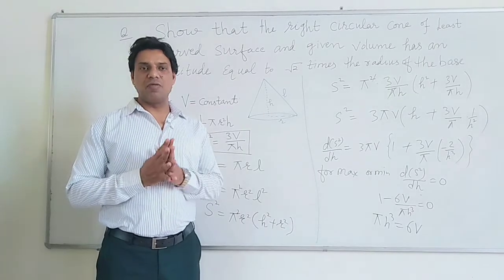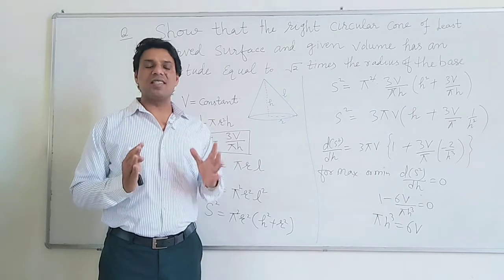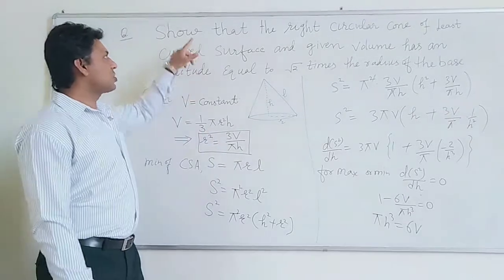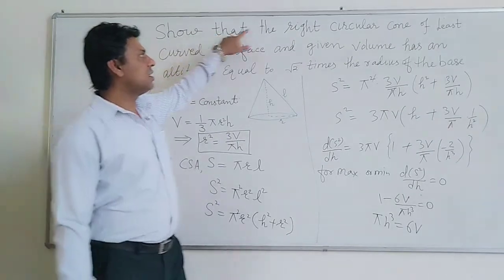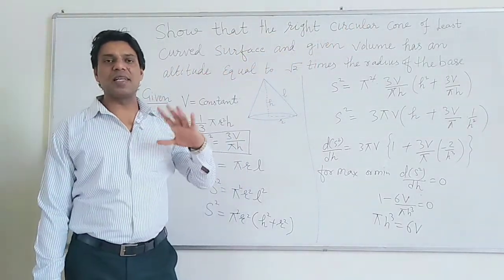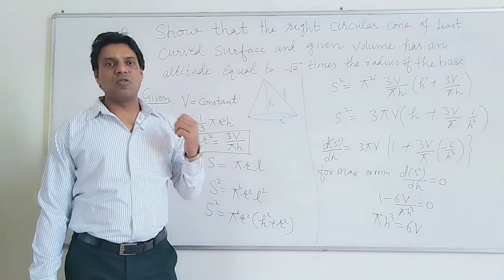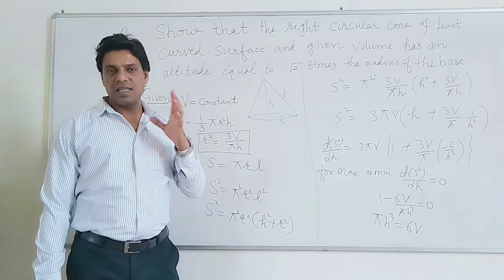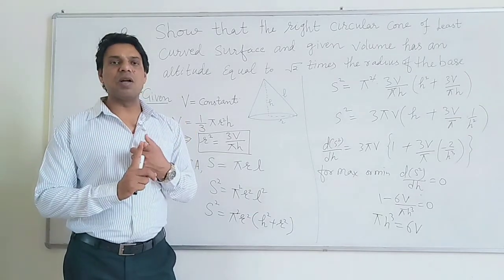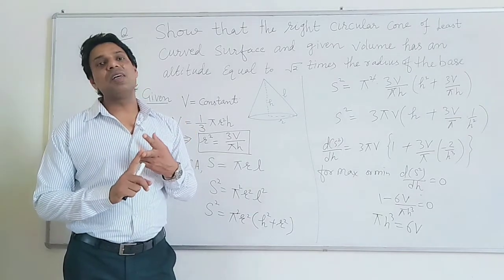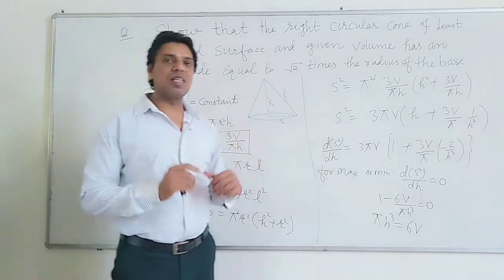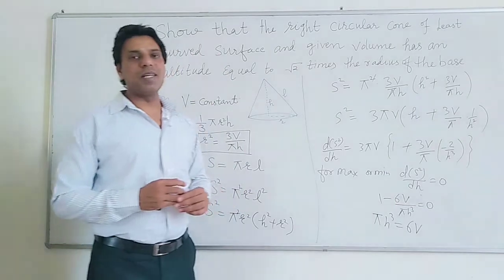So we have one question with us to understand the strategy of these types of questions. In this question it is given: show that the right circular cone. I have told you that you have to understand the geometry first. So what solid figure is given? That is a cone. So you have to understand what is the formula for the volume and what is the formula of total surface or curved surface area. So this is about the geometry. So a right circular cone is given.